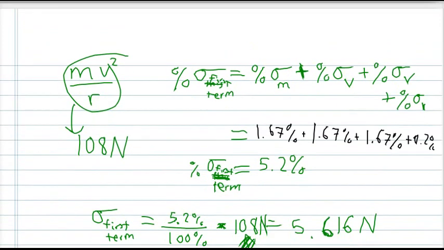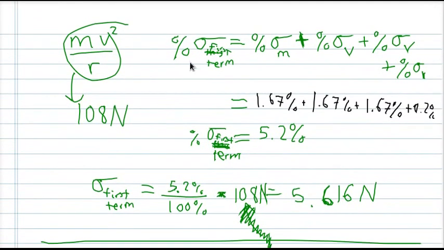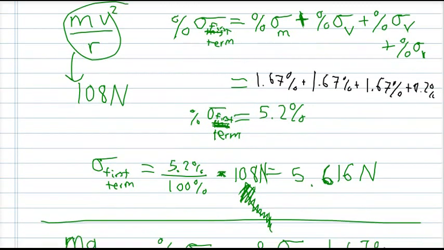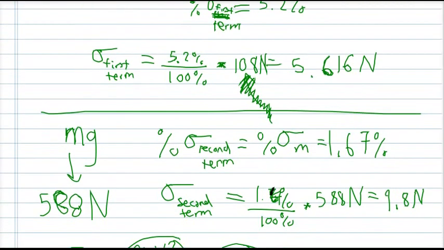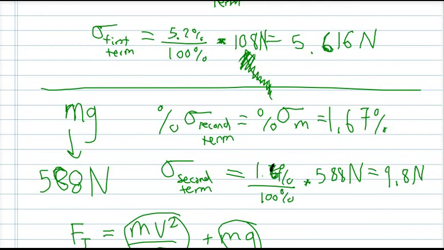Then on the next page, you can see I calculated the percent uncertainty for this entire term, the mv squared over r term. That's what this subscript says, percent uncertainty first term. So you add up all the percent uncertainties, and then you have to convert back to an absolute uncertainty on this term. So this is 5.616 newtons is the absolute uncertainty for the first term. Now, you'll see I'm going to use that number in a moment. That's not the uncertainty on the final answer.